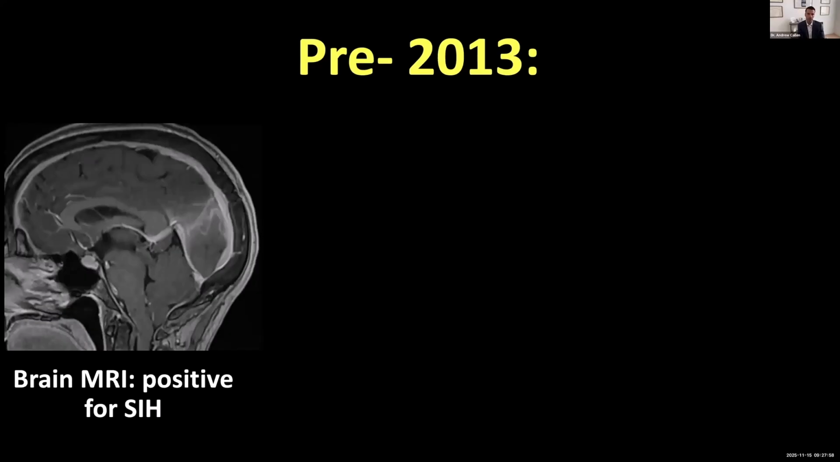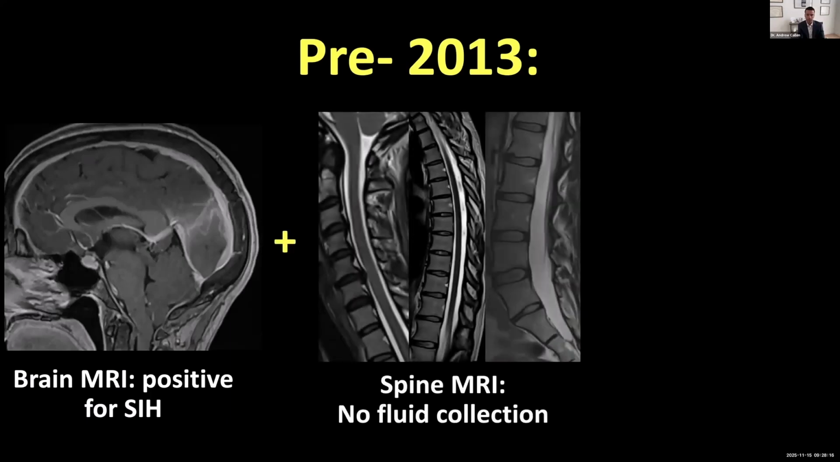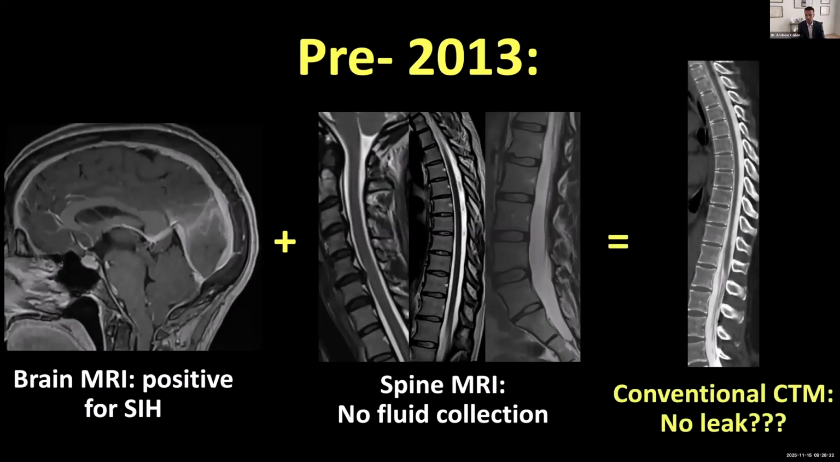So let's talk about the era pre-2013. We would have a patient whose brain MRI showed obvious findings of intracranial hypotension. In this case, severe brain sag, engorgement of the pituitary gland and the venous sinuses, and some dural enhancement, although I'm not showing the thickening on this image. And they would get a spine MRI that showed no fluid collection. And perhaps a regular CT myelogram would be performed, where contrast dye was injected into the CSF. The patient was rolled around a couple of times and then laid on their back or face down on the scanner, 30 minutes later or so, and a CT of the entire spine was obtained that showed no evidence of a leak. And so we didn't know what to do with a patient like this.